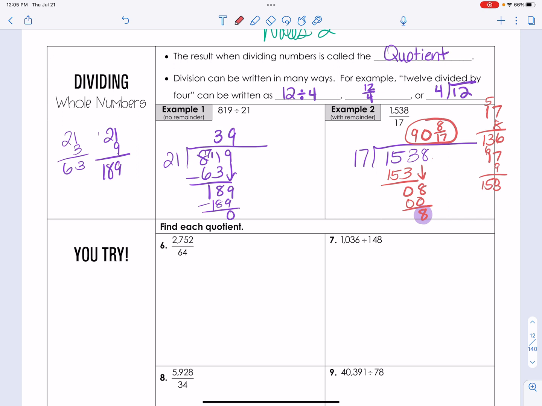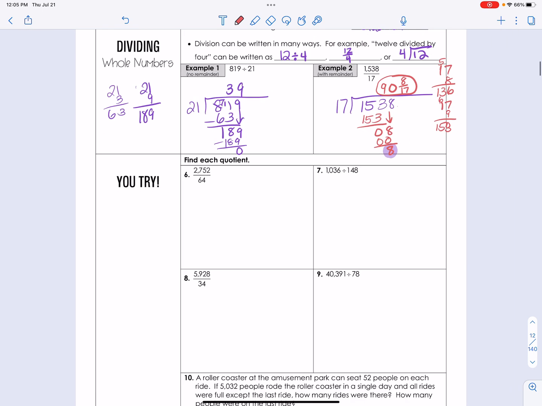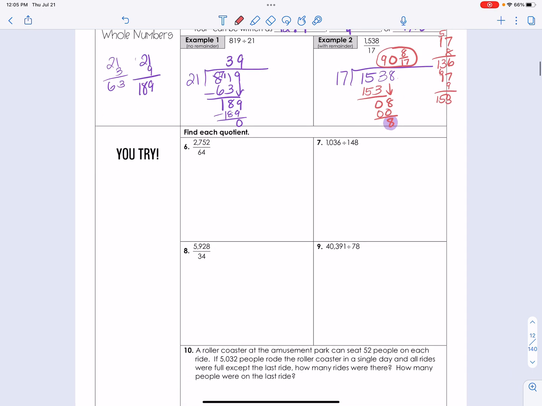Okay, so here are some more examples. We've been dividing. I would like you to pause the video and try number 8. Okay, so hopefully you have your answer.